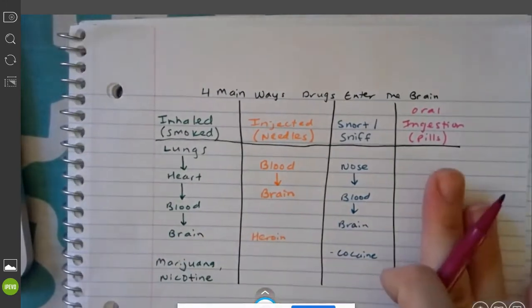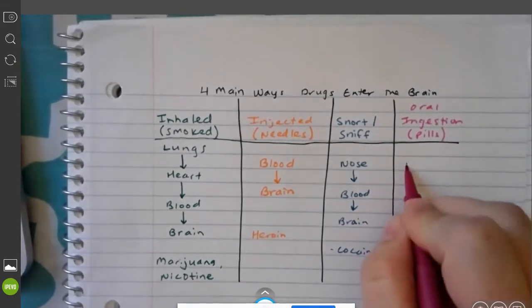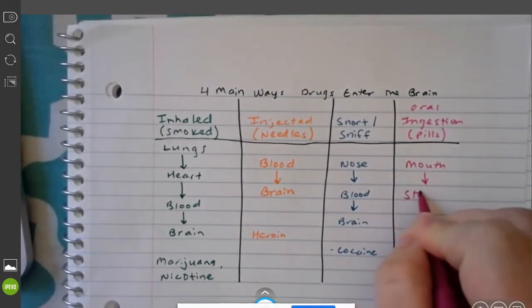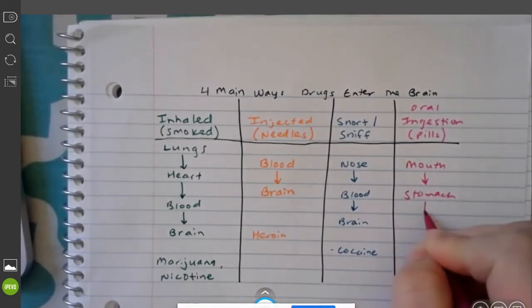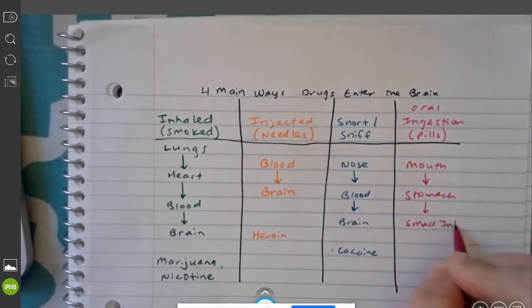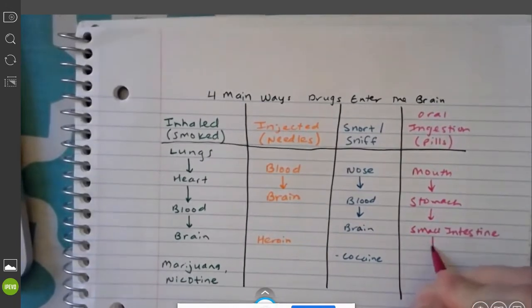But most drugs will have their main mode of entry, but many are possible for many drugs. This one is the one that takes the longest to get to your brain because it has to go through your digestive system. So this would be when someone would take something through the mouth, it would go through the stomach. Once in the stomach, it's got some digestion that occurs. It goes to your small intestine, where basically everything except water and vitamins and minerals gets absorbed. And then from the small intestine, it goes to your blood, and then from your blood, it will enter your brain.